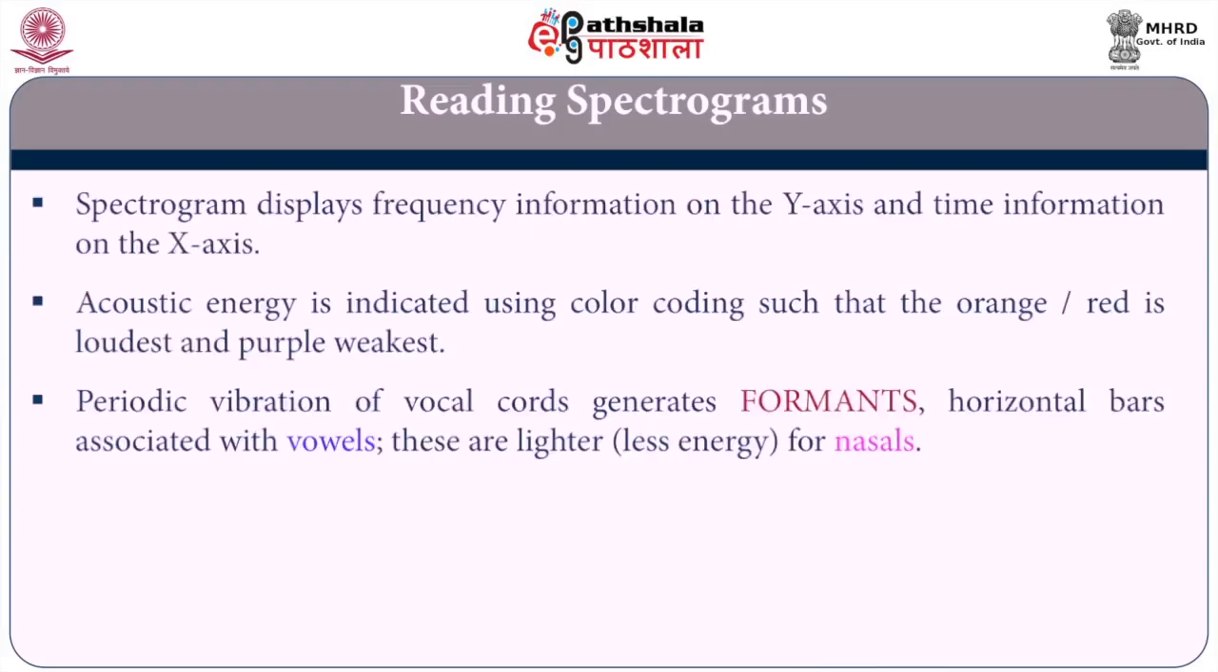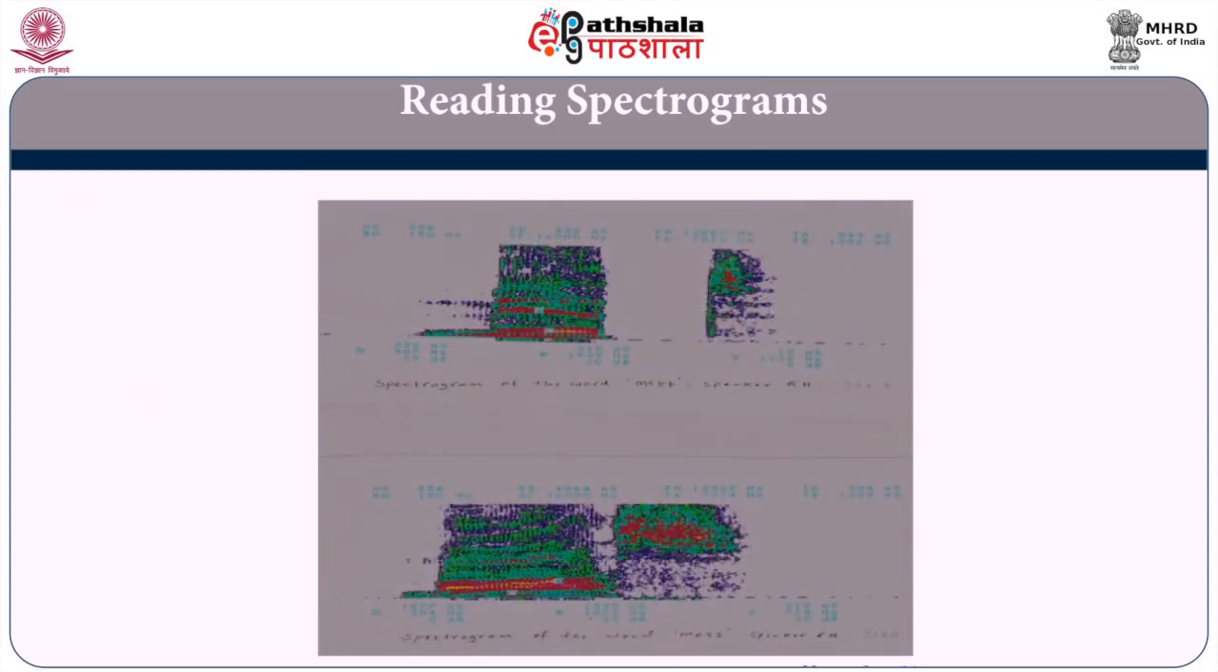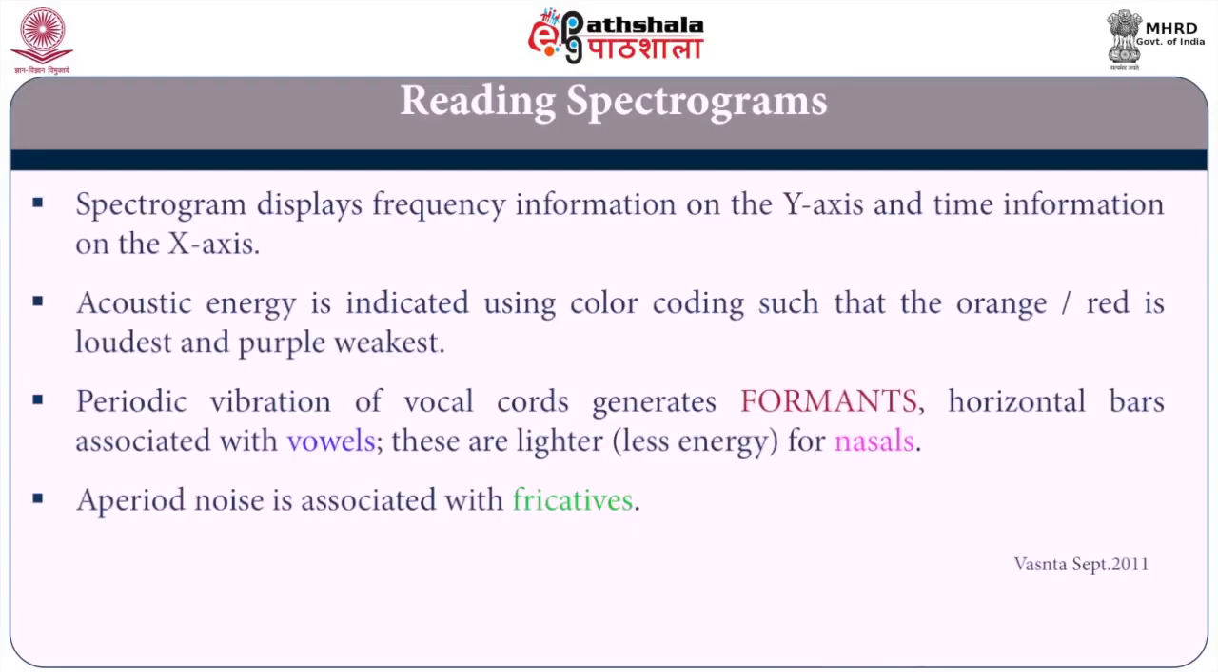Periodic vibration of vocal cords generates formants. So when the vocal cords vibrate, it's periodic, and it comes out in the spectrogram as horizontal bars, which are called formants. Nasal sounds like n and m also have formant-like structure, but if you see in the spectrogram, there is not that much acoustic energy and they're weaker. You will not see red colored antiformants associated with nasals. Aperiodic noise is associated with fricatives.